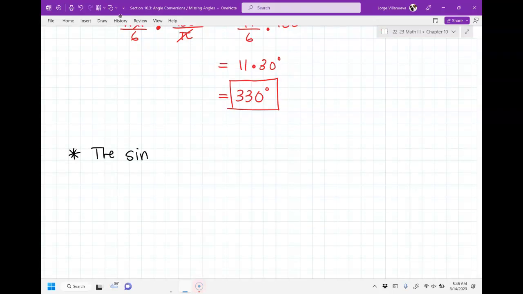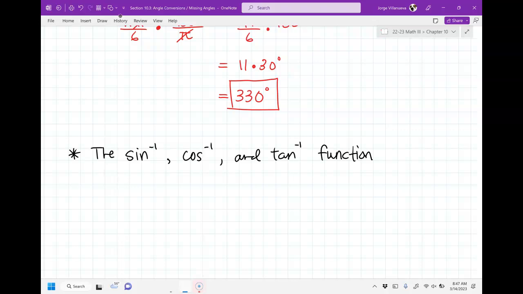The sine inverse, cosine inverse, and tangent inverse function. Now, you're going to find those on your calculator above the sine, cosine, and tangent button. So look for the sine, cosine, and tangent button. Okay? And look above it. You're probably going to see it in either yellow or blue.